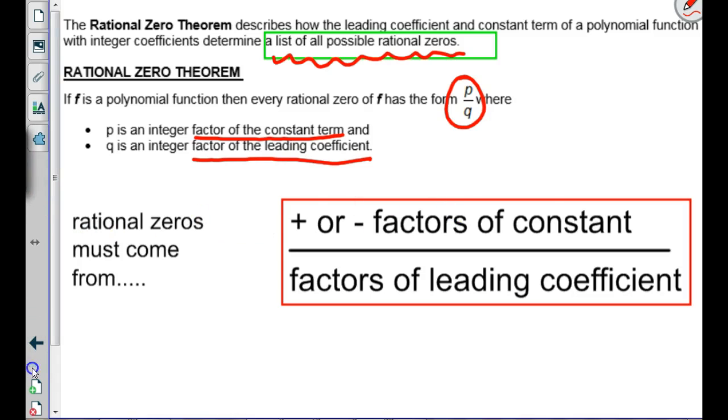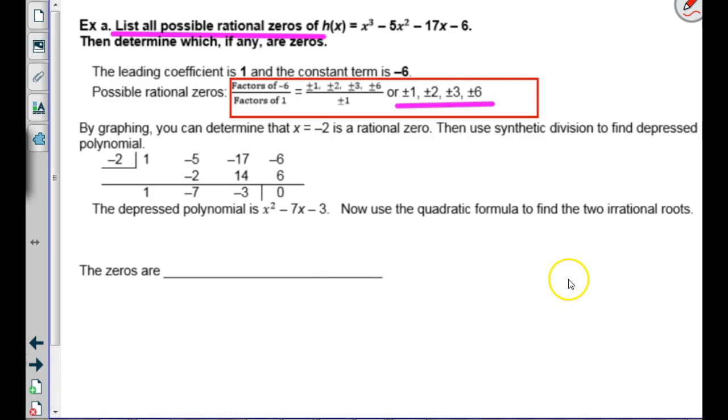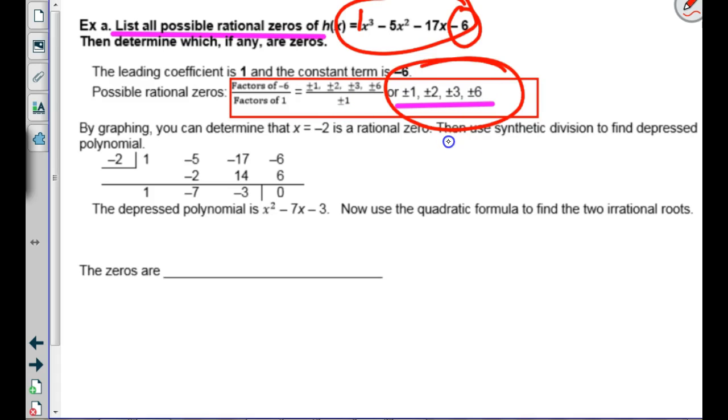Everybody find it on their notes? All right, so here's our example. It says x cubed minus 5x squared minus 17x minus 6. Determine what the list of possible zeros is. Well, the constant is -6. The leading coefficient is what? Leading coefficient is 1. So all we have to do is the factors of 6, plus or minus 1, 2, 3, or 6, over 1, the leading coefficient. And this gives us a list of all the possible rational zeros.